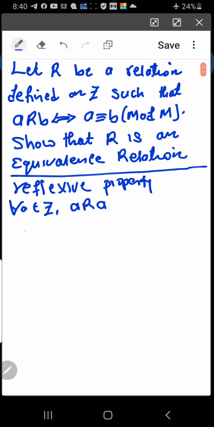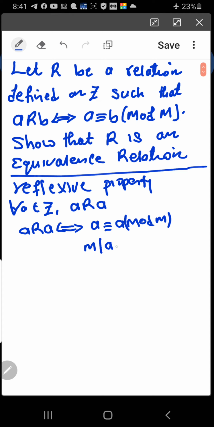That means A relating A, if and only if what? A is congruent to A mod M. And A congruent to A mod M means M divides A minus A. M divides 0. Thus, A relates A. We go to the symmetric property.